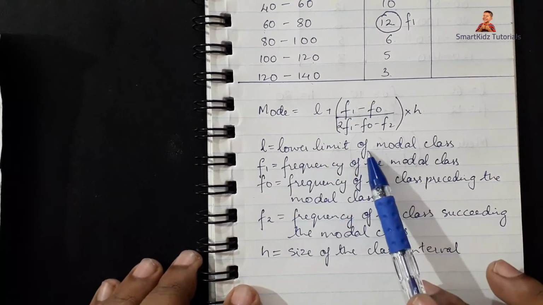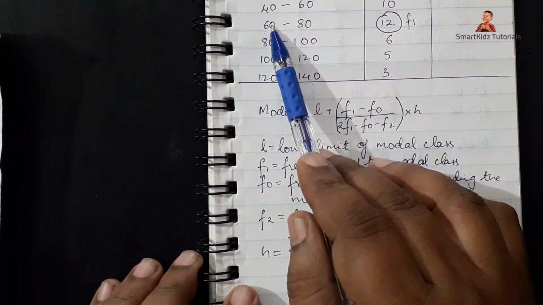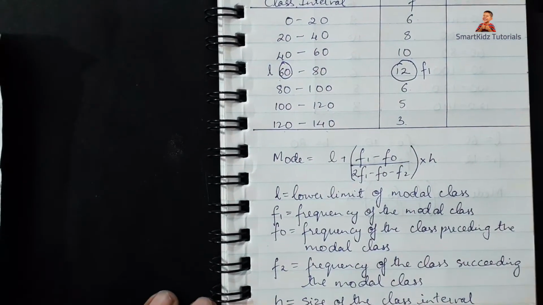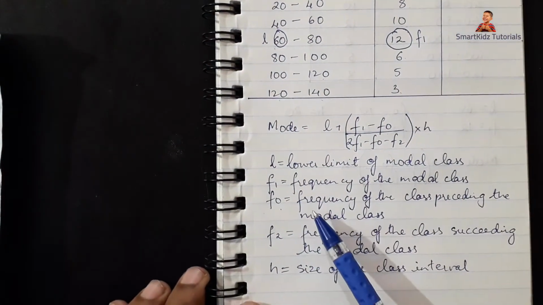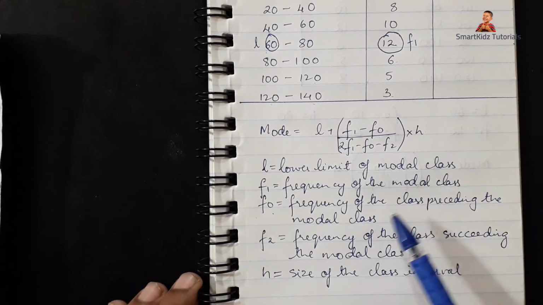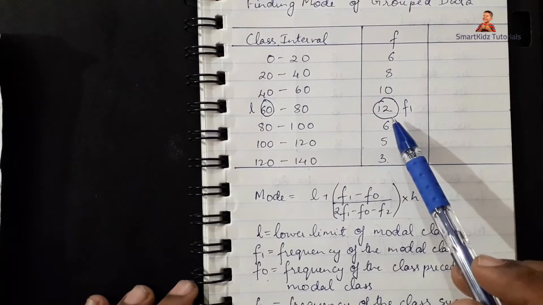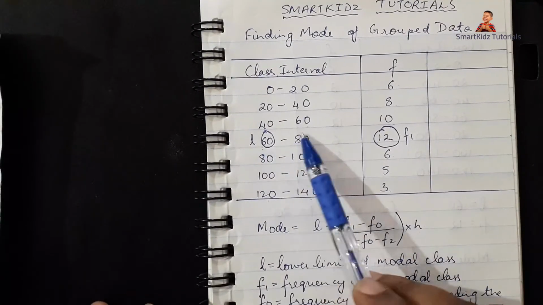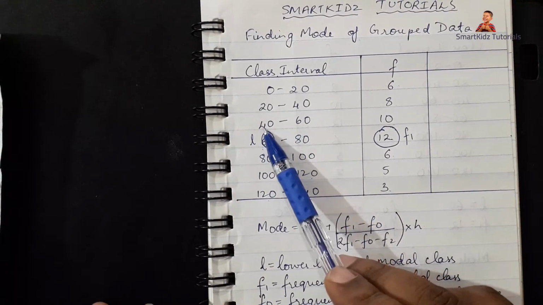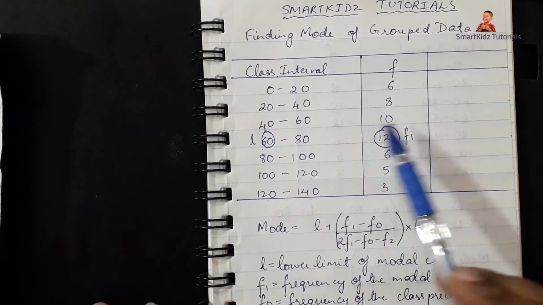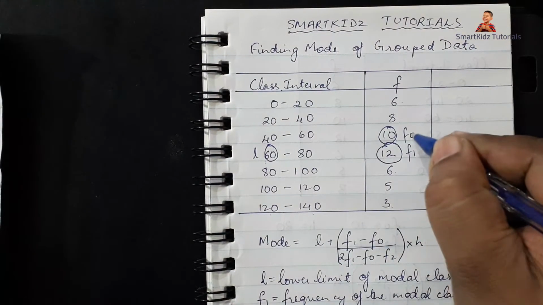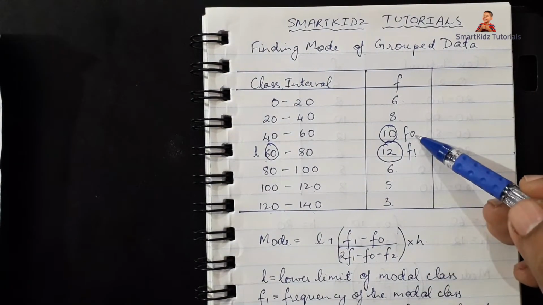because F1 is the frequency of the modal class. Next, L is the lower limit of the modal class. The modal class we said is 60 to 80. That means 60 will become our L. Next, F0. F0 is the frequency of the class preceding the modal class. Class preceding the modal class means the class interval coming before the modal class, which is 40 to 60. And we are interested in the frequency. This frequency then becomes F0, which is 10.